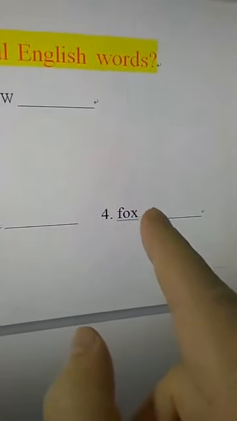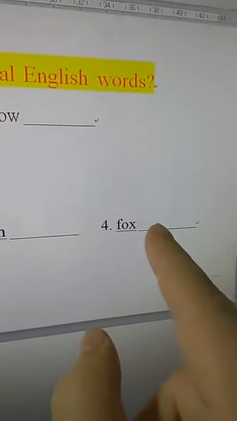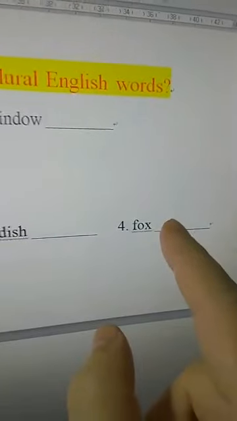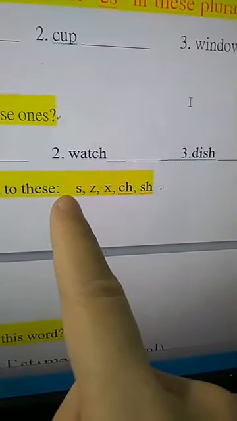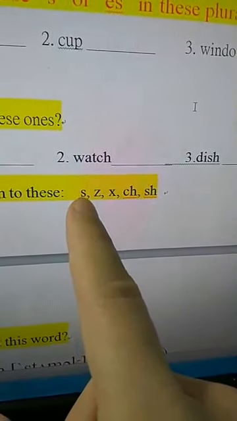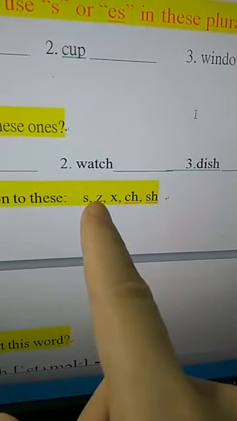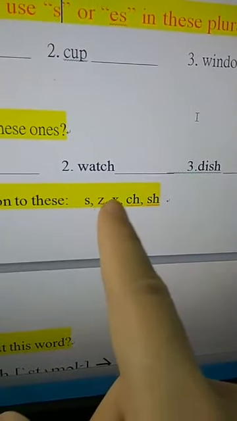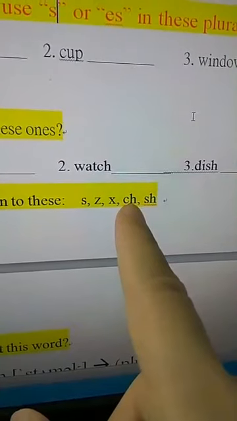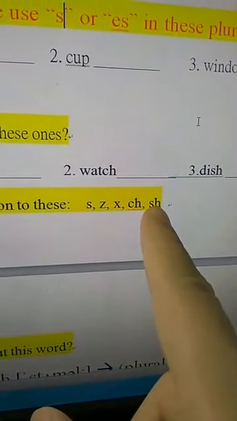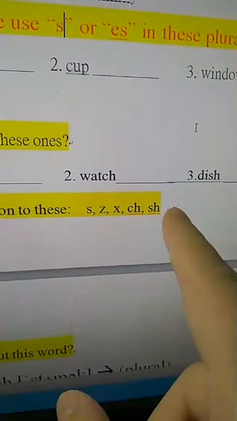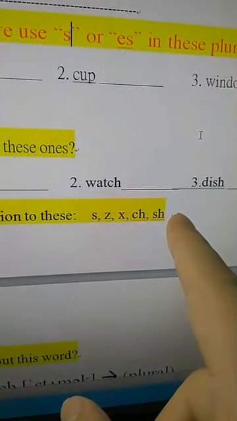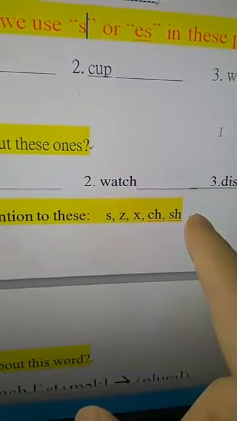Yeah, foxes, right? Foxes. Okay, it's es, right? And so we just paid attention to the word. If a noun ends with s or z or x or ch or sh, all the time we use es as its plural form. Okay, so that is a very easy one for you.